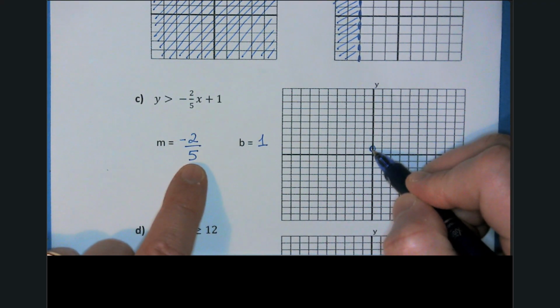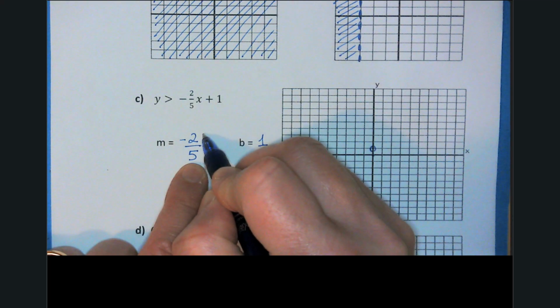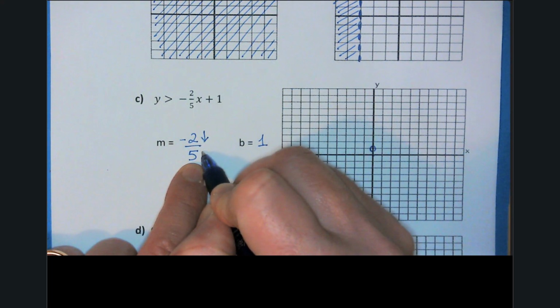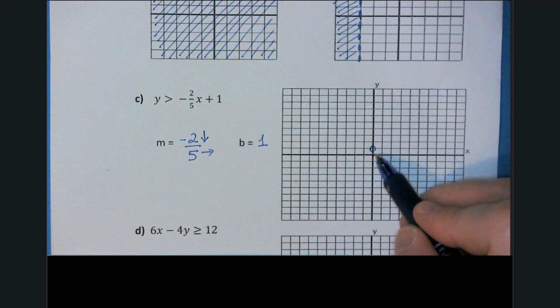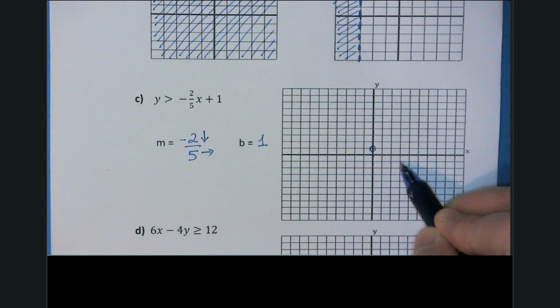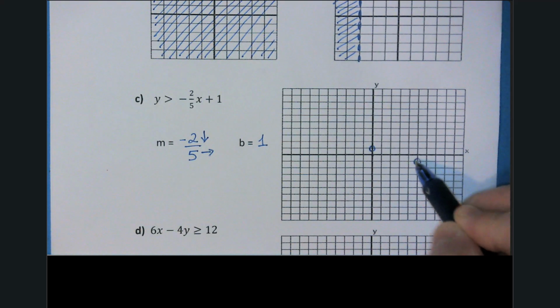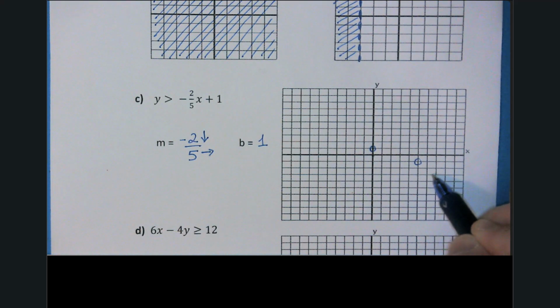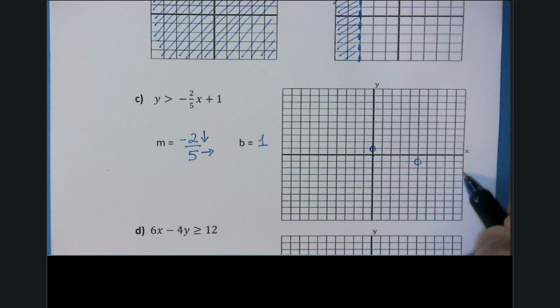Notice that I don't have a dash, so that means my point is going to be empty. And from that, I'm going to look at my slope. My slope is negative, so I'm going to go down. And I always go to the right first. So I'm going to go down 1, 2, and then right 1, 2, 3, 4, 5.